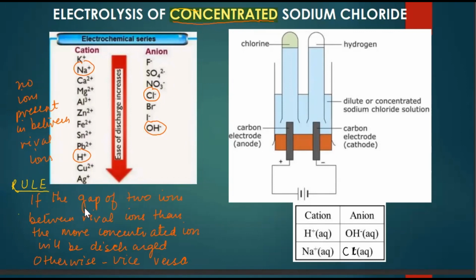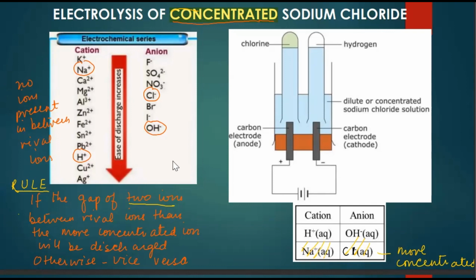If the gap of two ions is there between the two rival ions, then the ion which is more concentrated is discharged. What do I mean by this? Now, if we have a look at the ions present in this electrolyte of sodium chloride, we say that it's a concentrated sodium chloride. So that means the sodium ion and the Cl ion are more concentrated. But it's not mandatory that the more concentrated ions will be discharged.